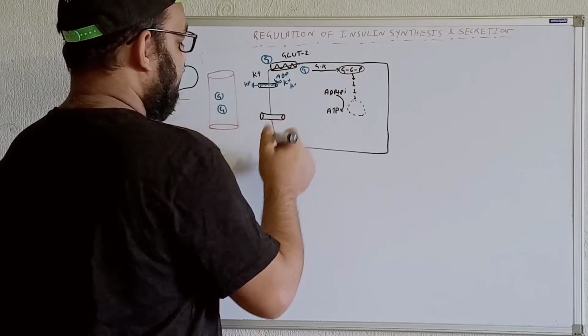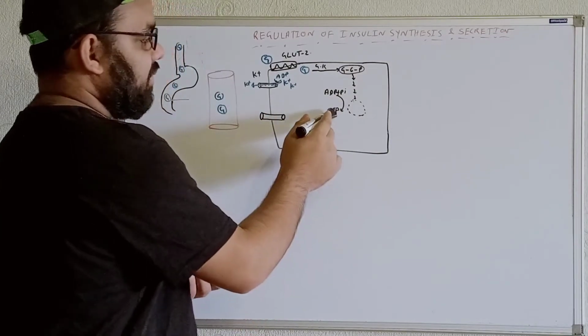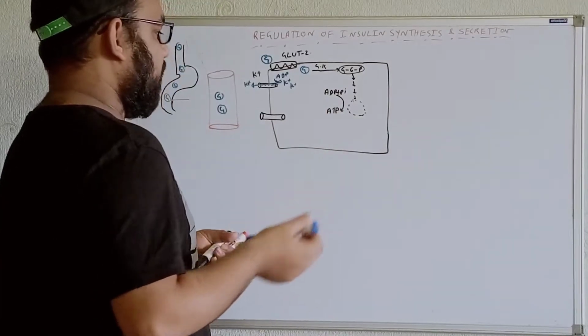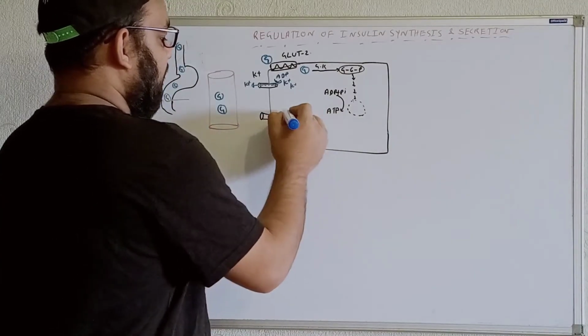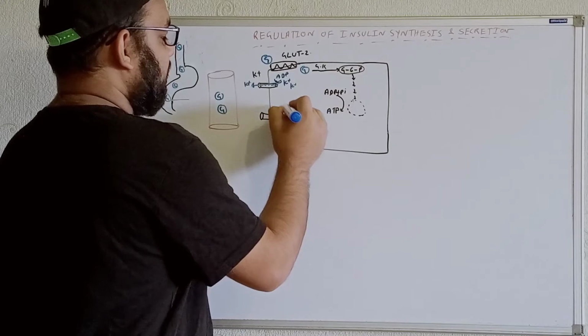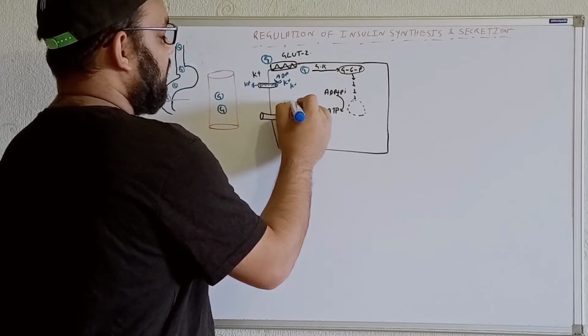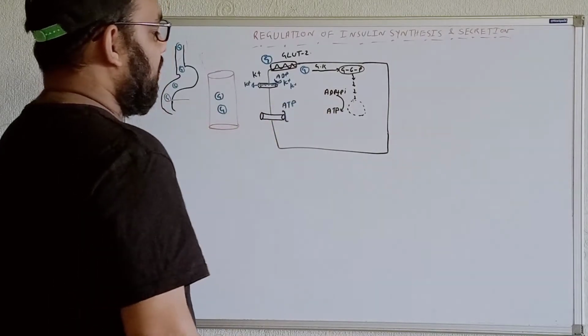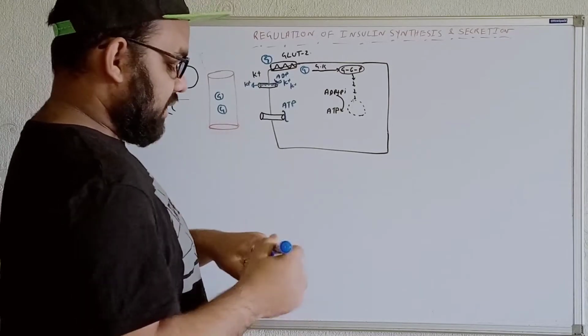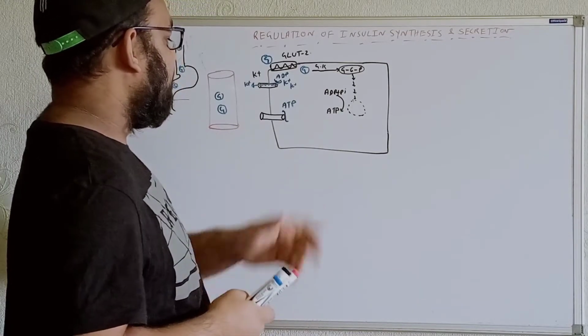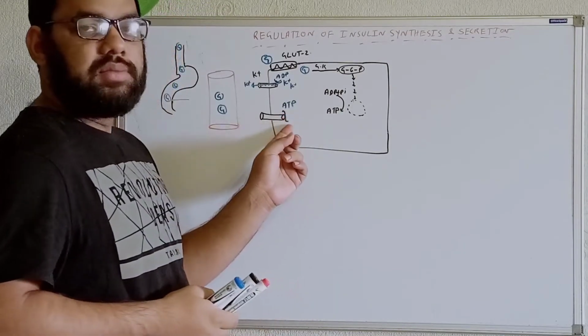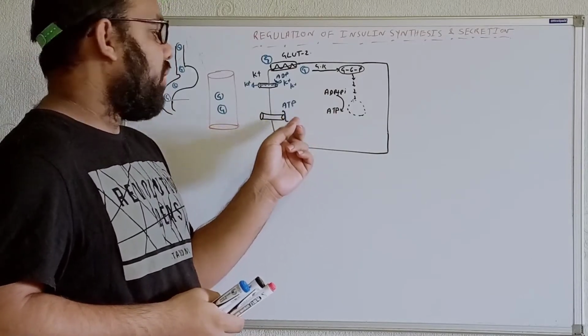The ATP molecules produced whenever we get glucose will come over here and block the potassium channel. This ATP will bind along with the potassium channel, and this ATP will block the potassium channel.